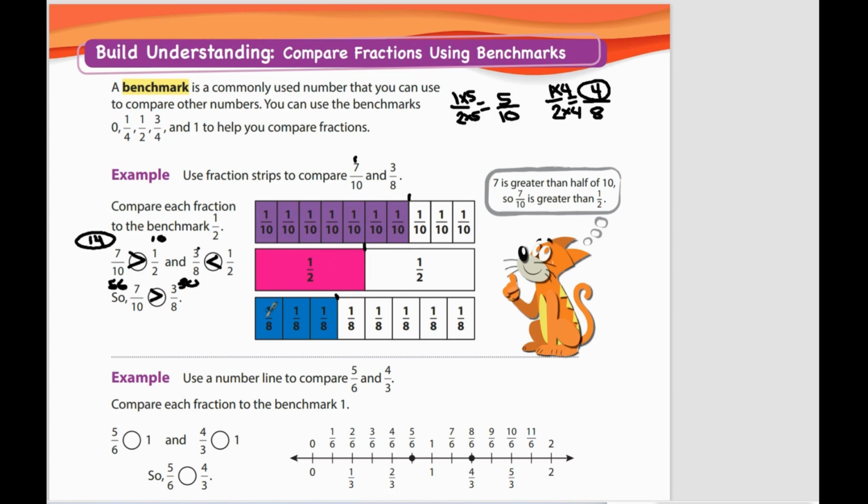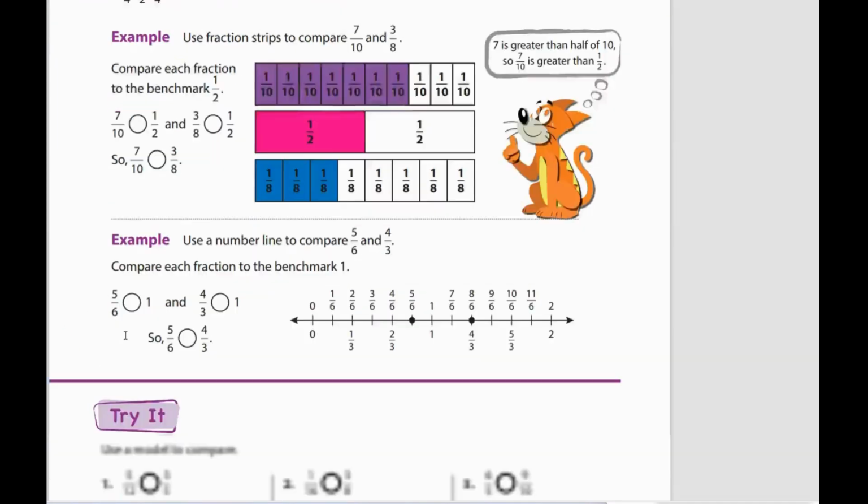If I look at 7/10 and then I look at my 3/8, which one is going to be greater? Correct. My 7/10 far supersedes my 3/8. So 7/10 is greater than 3/8. In other words, if 7/10 is greater than a half and 3/8 is less than a half, then it only makes sense to say that 7/10 is going to be greater than 3/8, because again, we're comparing it to the benchmark of a half. Here we go. Let's take a look at the next example.